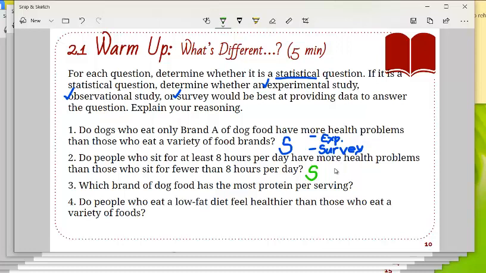For this one, though, I could do a survey. I could ask people, how long do you sit at work? How many health problems do you have? Or I could ask for that kind of information from them. So a survey would probably be the best way to do that. And I realized I forgot the letter V in the middle. So I could do a survey.